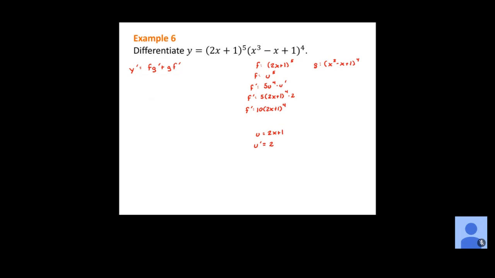Okay, so then if we go over to the g function, what's our inside going to be this time? Good, so everything in the parentheses. I'm going to call it v. We've already used u here, so I'll just call this one v, x cubed minus x plus 1. So what's our derivative of that going to give us?